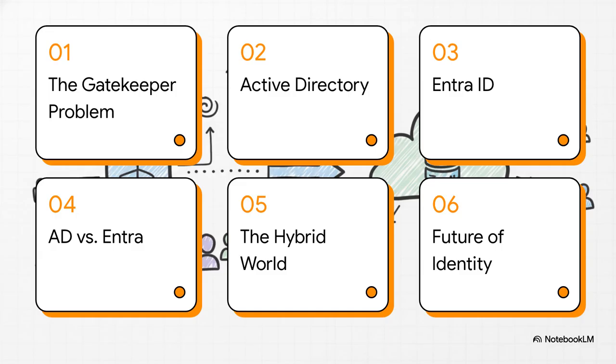So here's our game plan. We'll start by digging into that core gatekeeper problem. Then we'll meet the classic solution, the king of the castle, Active Directory. After that, we'll look at its modern successor, Entra ID. We'll put them side by side to see what's different, talk about how they actually live together in the real world, and then wrap up with what this all means for you and your digital identity.